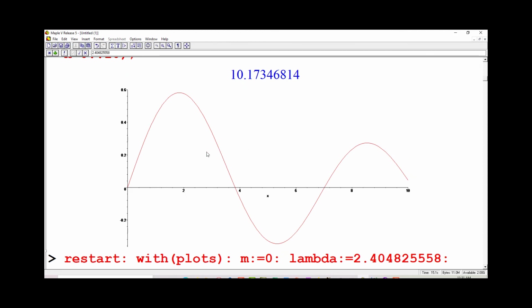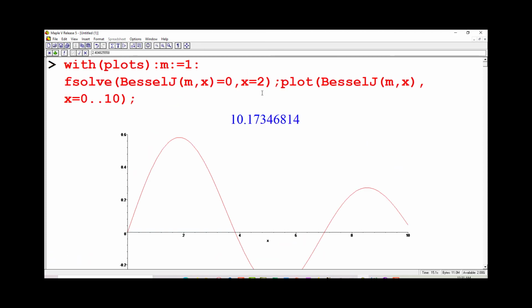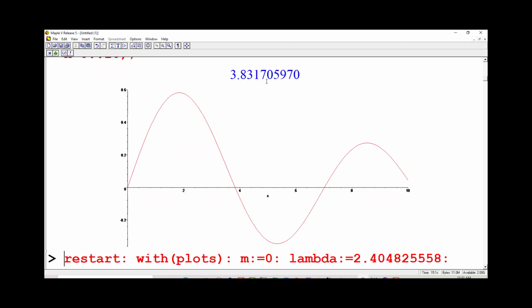You can see that the graph here crosses over somewhere slightly less than 4. We're getting a solution of 10, and that's maybe because we're starting in a bad spot. If we start at 4, we'll get about 3.8 for the root, which we're going to set equal to our lambda down below. And again, we'll have to set m equal to 1.